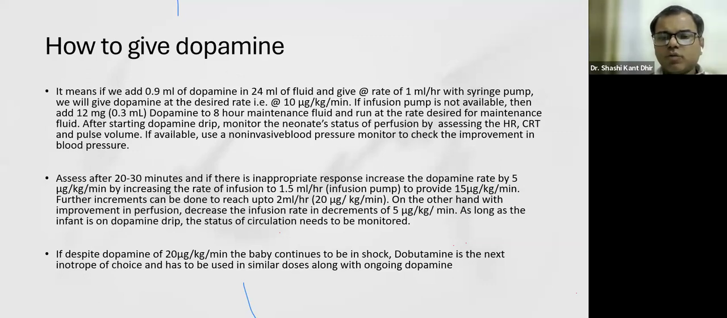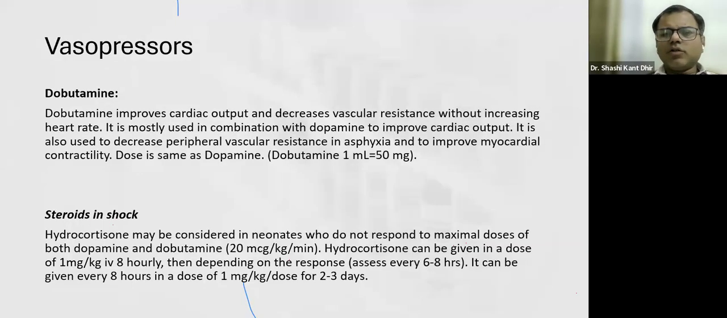If despite dopamine of 20 microgram, then we use dobutamine, right? So similar doses as per dopamine. So first line dopamine, second dose dobutamine. But there are conditions when dobutamine is first line. Whenever we consider that the baby is having birth asphyxia or that there is myocardial dysfunction, then we use dobutamine as the first line of drug. But for all pragmatic reasons, dopamine is considered a very common first line agent, right? So dobutamine similarly, the only difference is 1 ml contains 50 milligram.